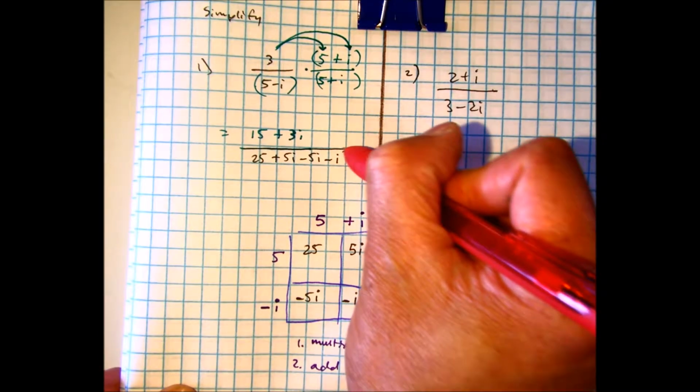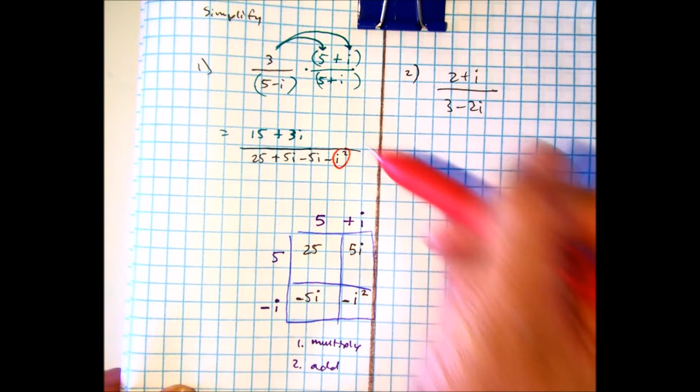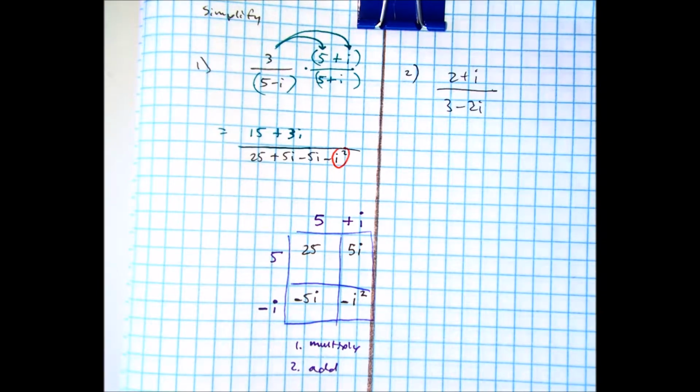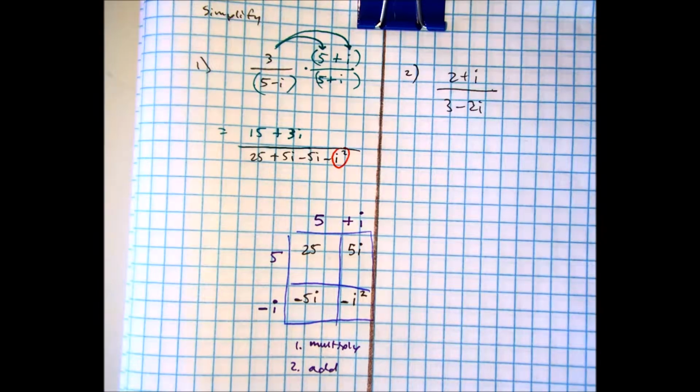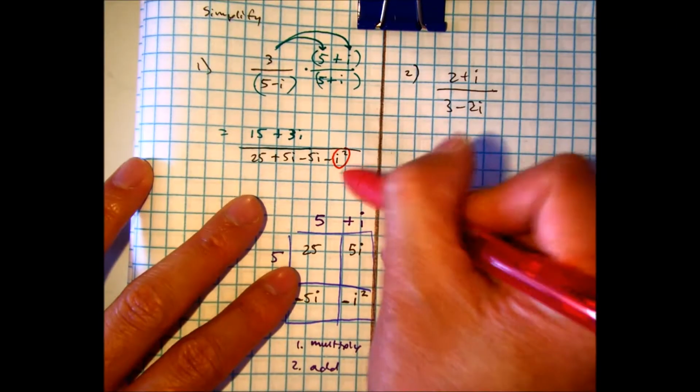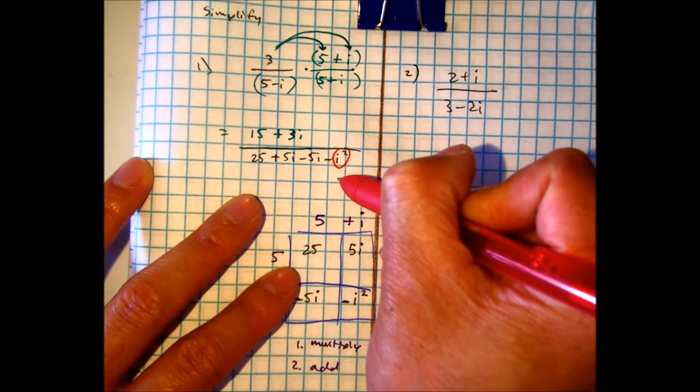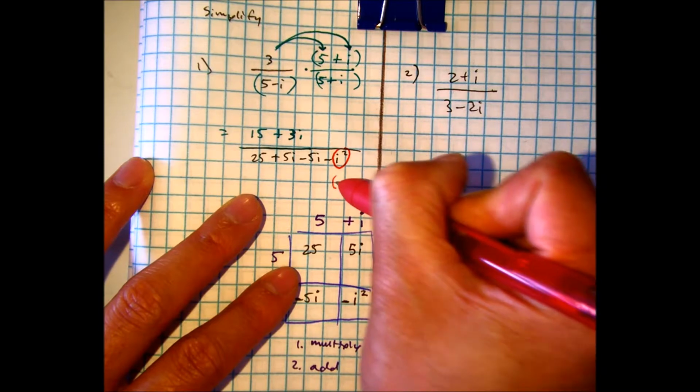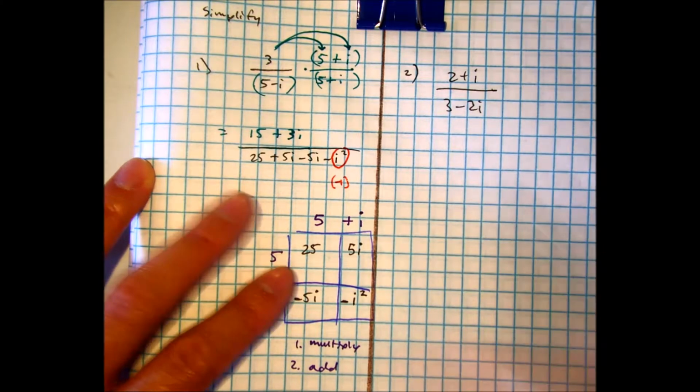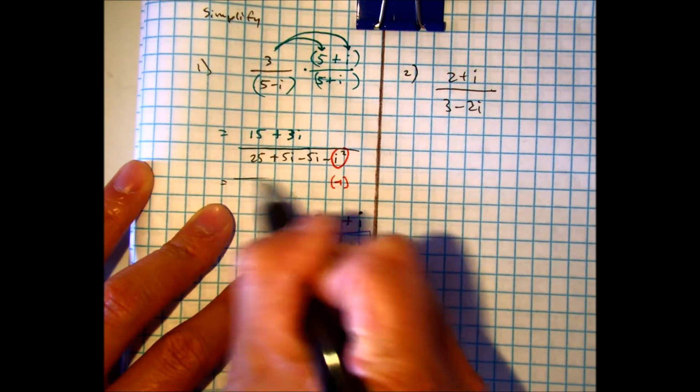Partner B, tell partner A, what do we know about i squared? Go. Alexa, what do we know about i squared? -1. Pay attention now.